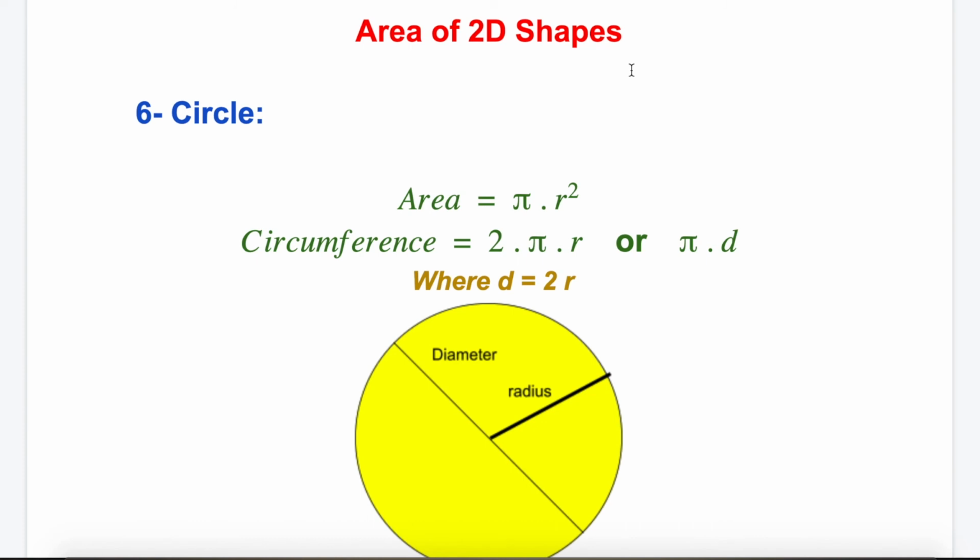Regarding the perimeter, we don't call it perimeter in circles. We give it another name. It's called circumference, which is 2 pi r, or 2 times 3.14 times the radius. Since 2 times r is the diameter, you can just say pi times d. You don't need to say 2. So if I give you the diameter, just multiply it by pi. If I give you the radius, multiply it by 2 pi. Okay, so either you say 2 times pi times r, or you say pi times d.